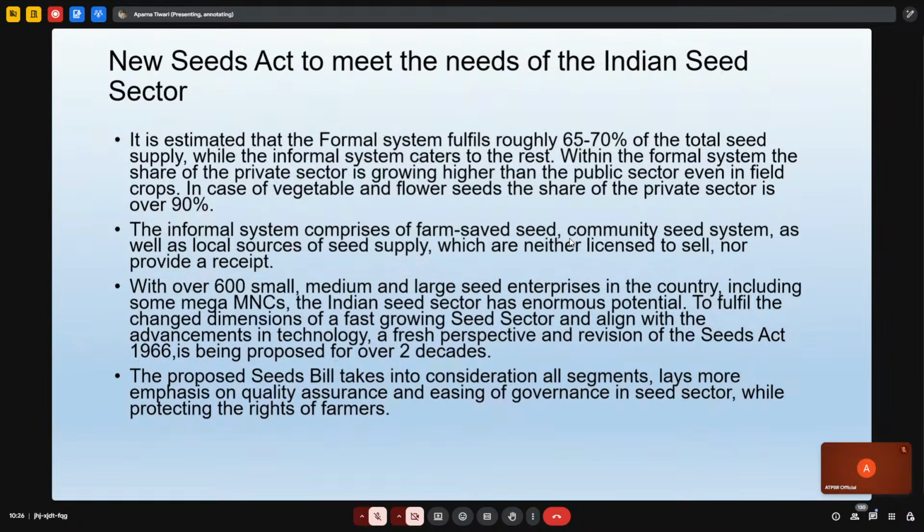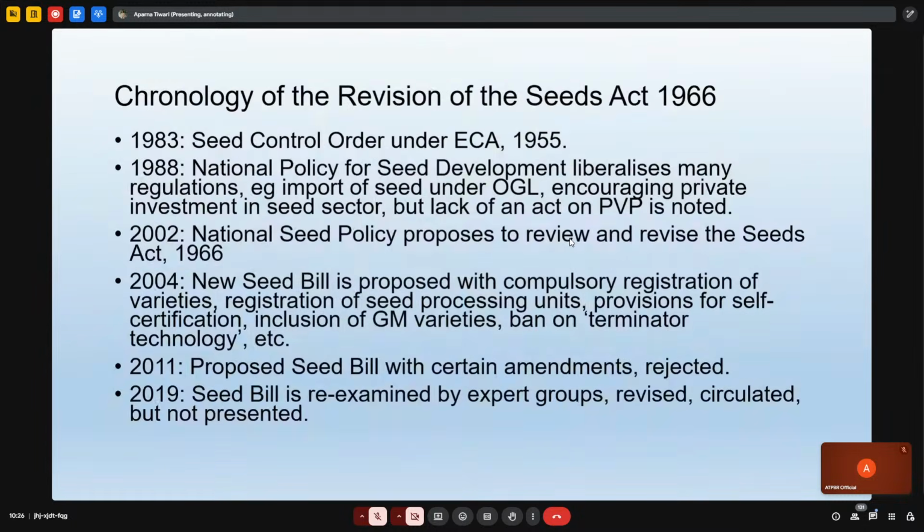This Seeds Act, therefore, is being proposed with a fresh perspective and is being revised. The process is continuing for over 2 decades. The first time it was proposed in 2004.